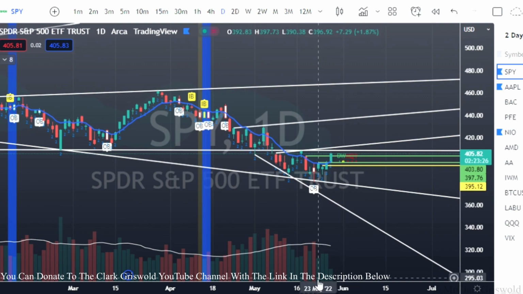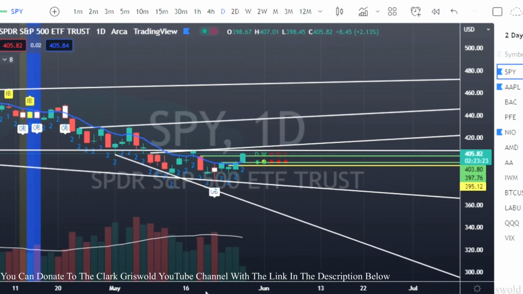Okay, so it takes a while, but go on your charts tonight and just practice, or go on your charts this weekend and just practice. Pick a chart or just go through the list. If you have a watch list that you go through like I do, go through that list and just put the broadening formations on there.